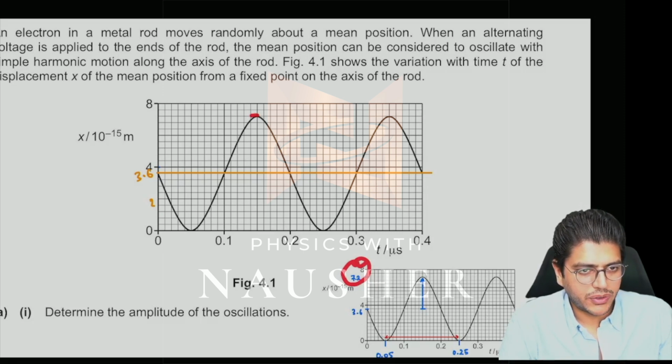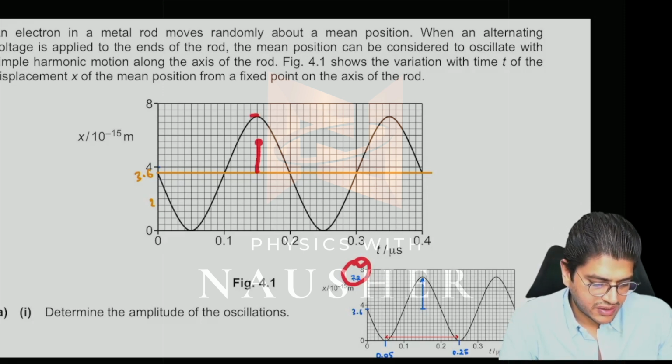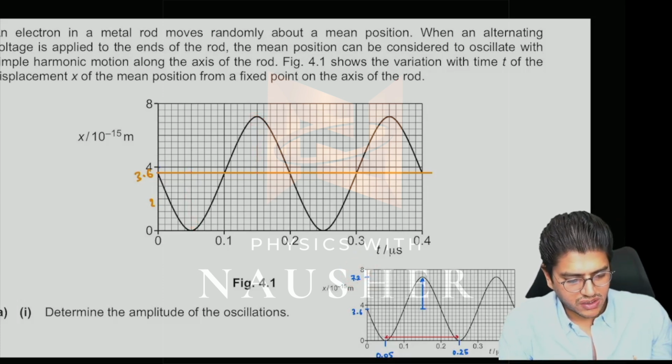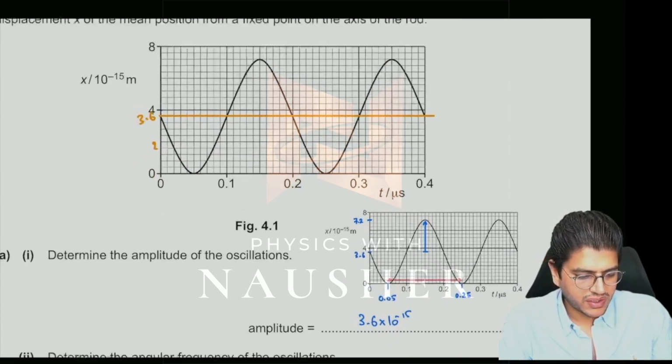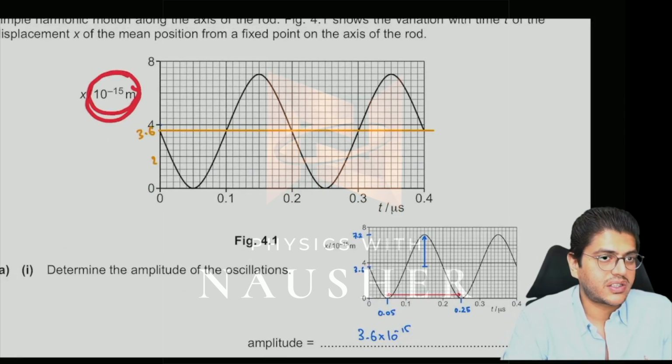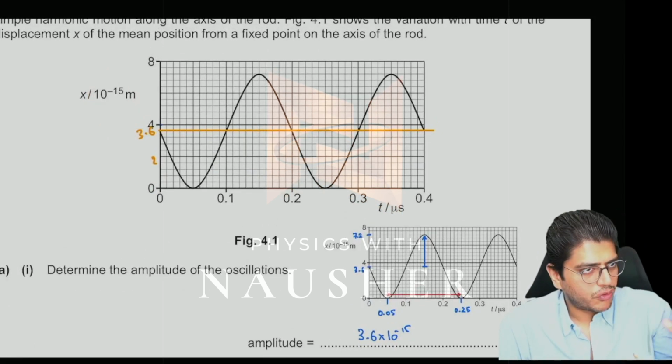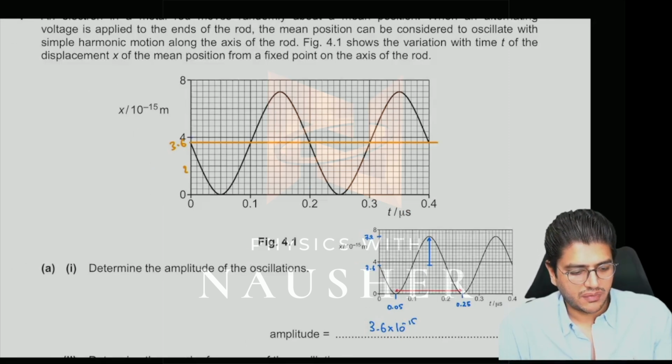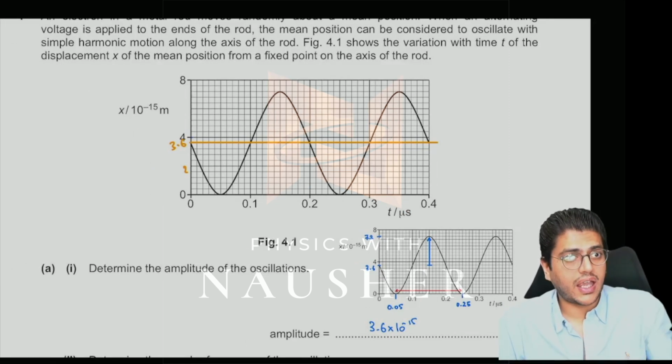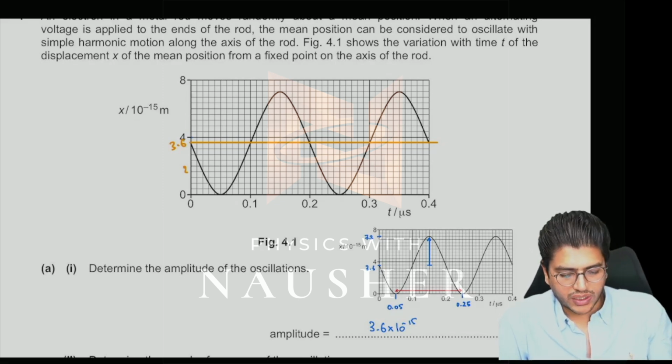So what is the amplitude? Your amplitude is going to be this distance. Either you can calculate this way or you can calculate this way. Both ways your answer will be the same, which is going to be 3.6. But do not forget that there is a 10 to the power minus 15 written over here, which a lot of you will definitely forget. Add that in your notes. Look at the axis very carefully whenever you're doing graphs. That's a common mistake, not looking at the graph. So 3.6 times 10 to the minus 15 is your amplitude.